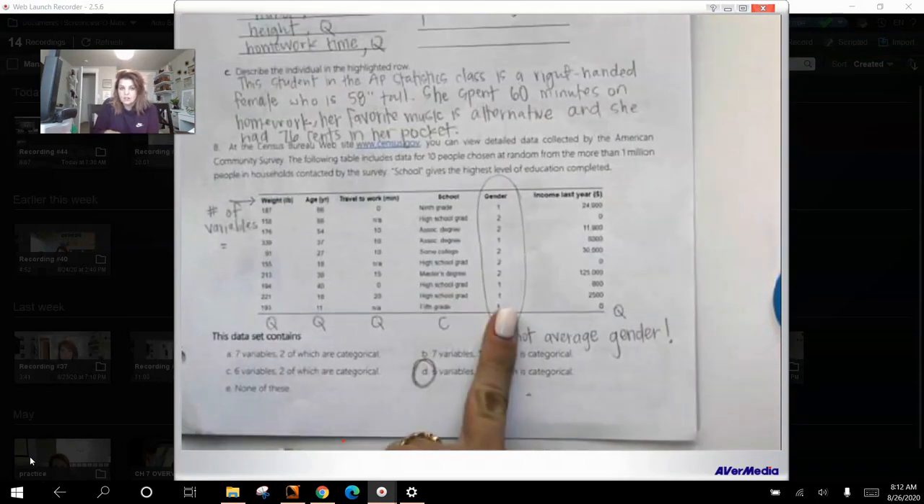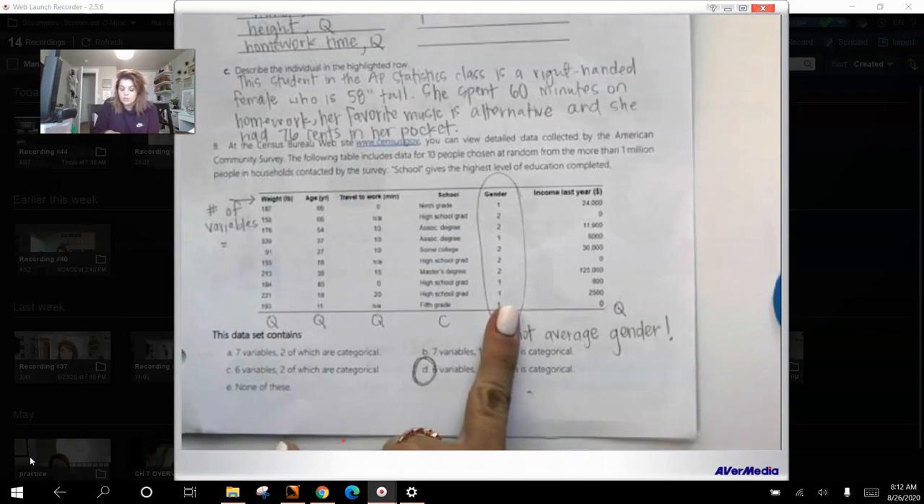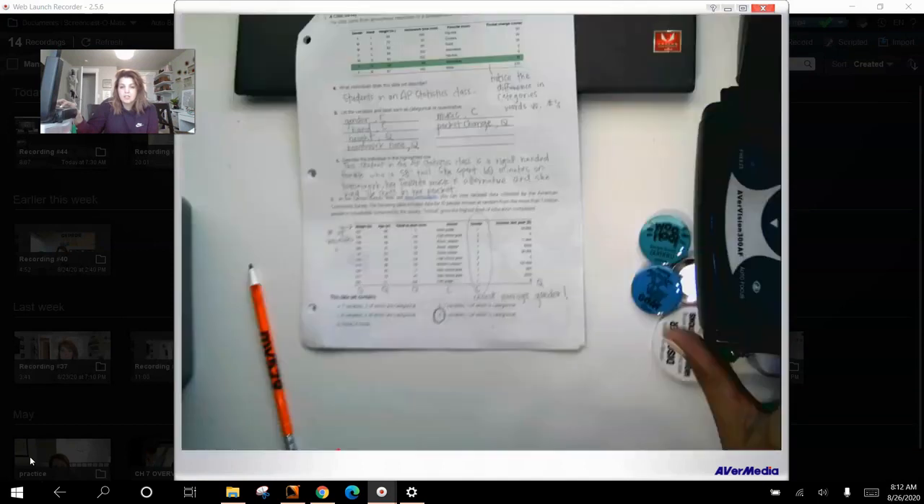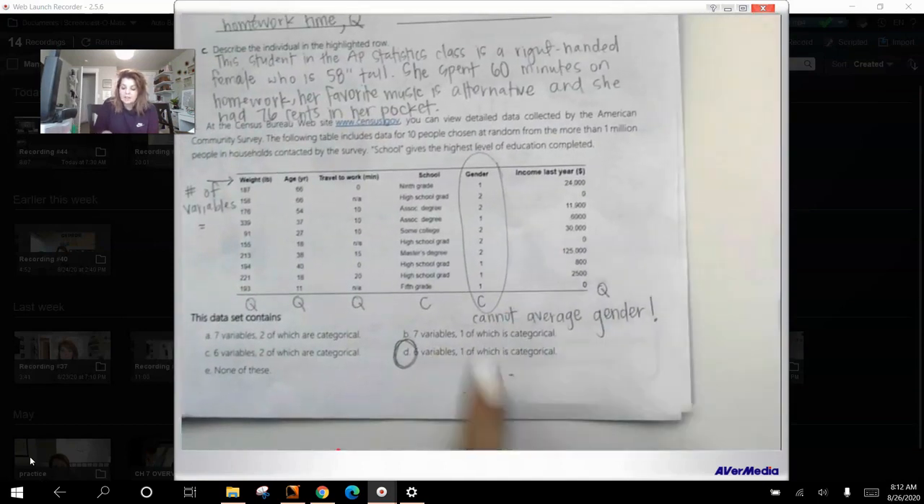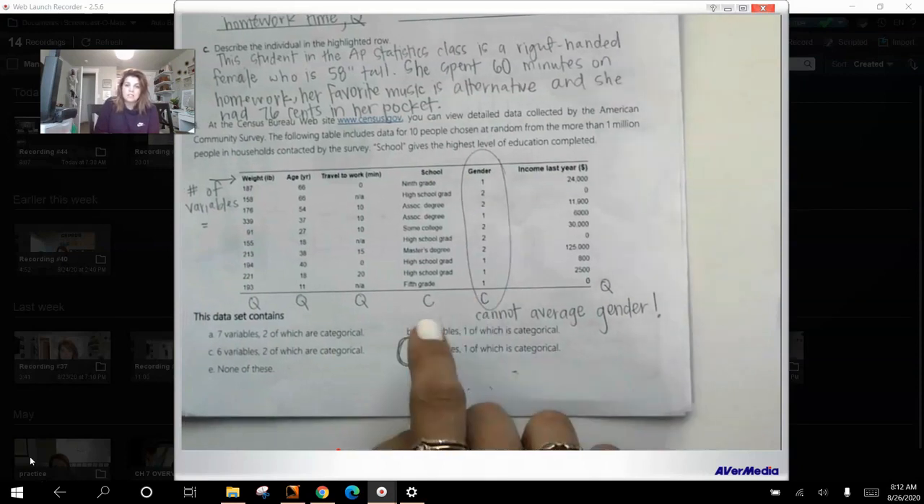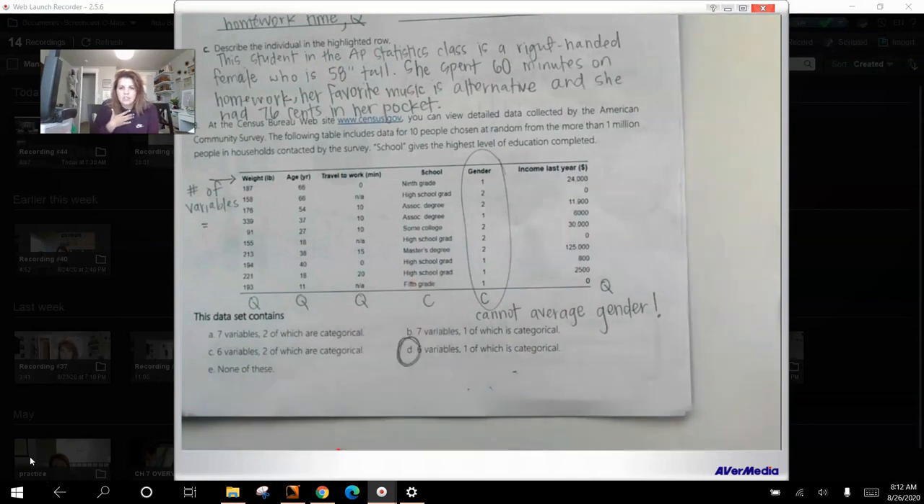However, gender is kind of trying to confuse you here. Notice that they have coded gender as a 1 or a 2. But we know that it doesn't make sense to average gender. Obviously, a 1, well, actually, it doesn't tell you. A 1 might be female and a 2 might be male. Even though we can average 1 and 2, we could add these up and average it, we still know that we can't have an average gender.